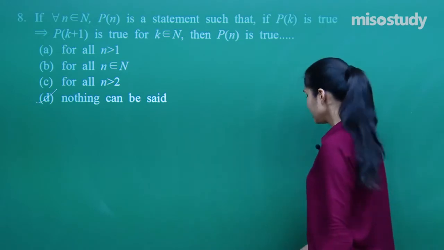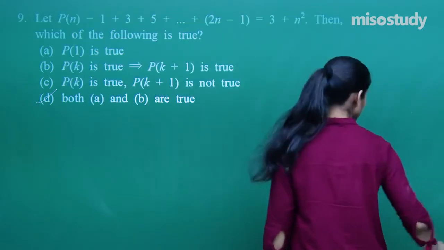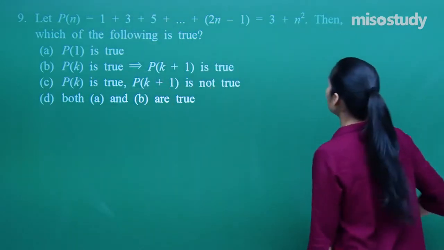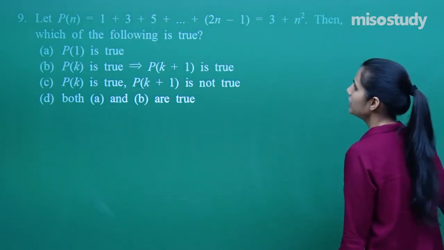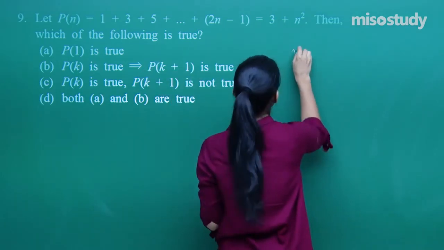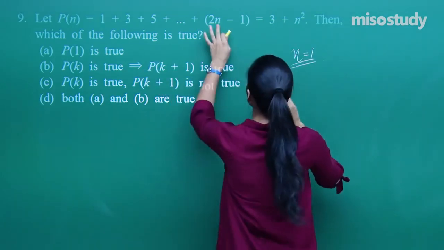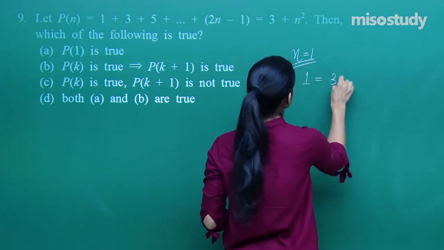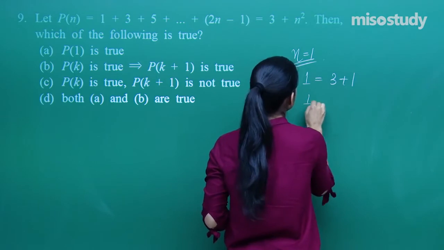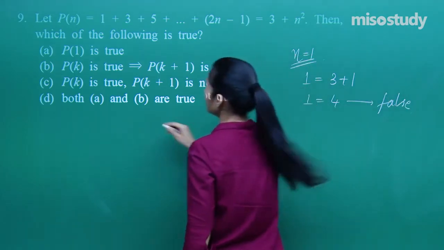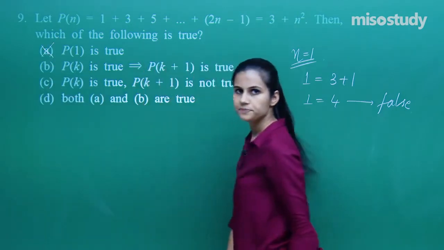Okay? Next question says: Pn is 1 plus 3 plus 5 and so on, up to 2n minus 1, equals 3 plus n square. Which of the following is true? Is P1 true? Let's calculate for n equals 1. P1 is 2 into 1 minus 1, which is 2 minus 1, which is 1, equals 3 plus 1 square. It is saying 1 equals 4, which is clearly false. So no, P1 is not a true statement.